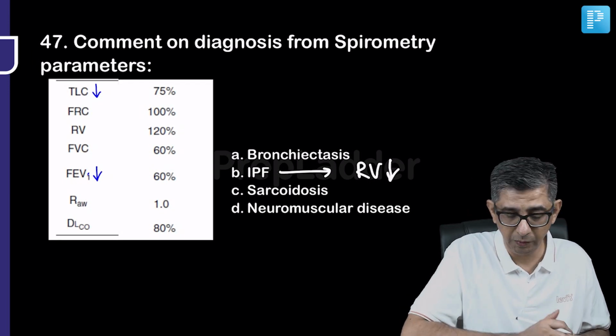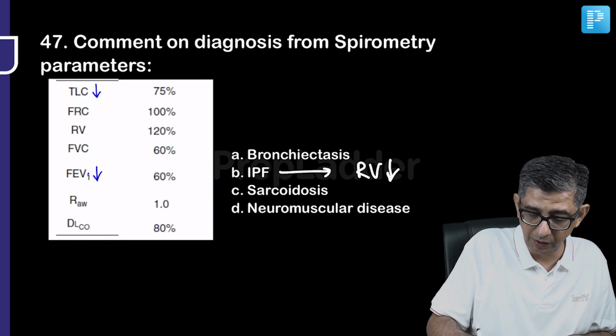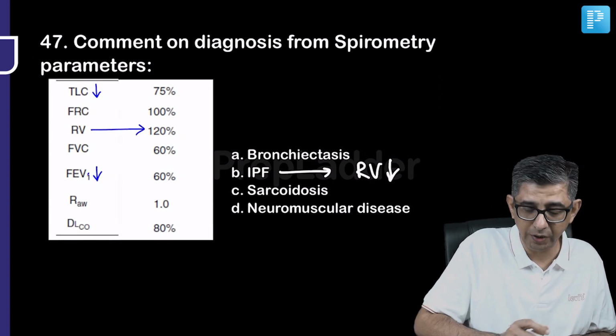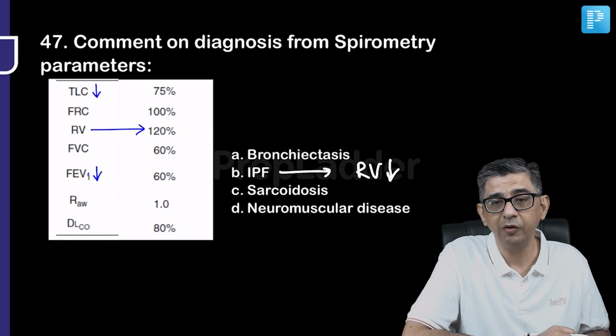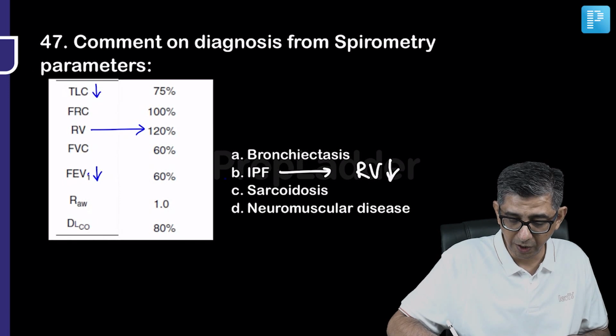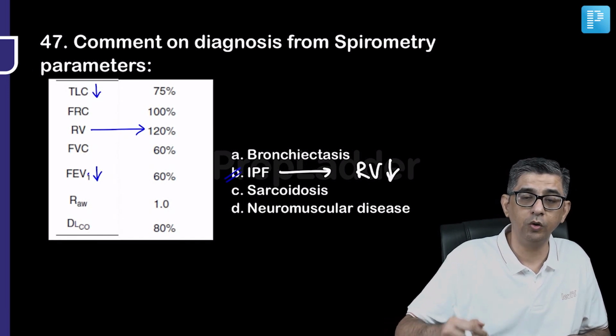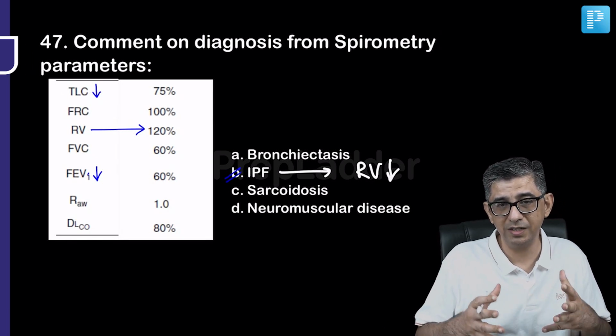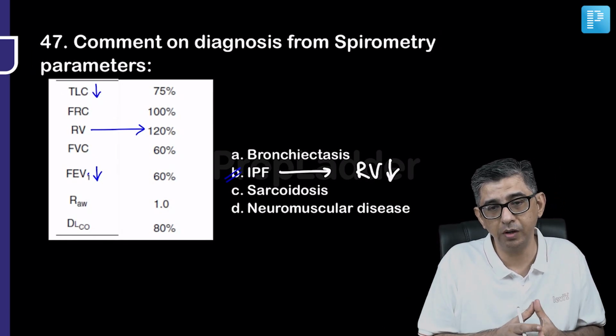Look at the residual volume of this patient. The residual volume of this particular case is turning out to be rather 120% of what it should be. Now, how that is possible, I'll explain to you, but the first point of mine is the answer to this question cannot be B, because the residual volume will always be less in idiopathic pulmonary fibrosis, because when I say the word fibrosis, the whole lung is smaller.